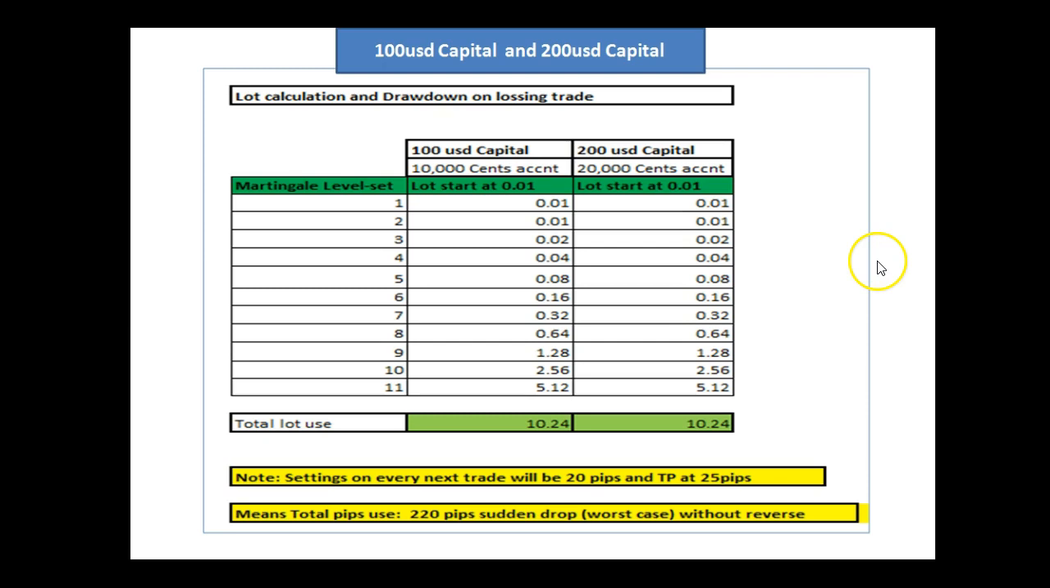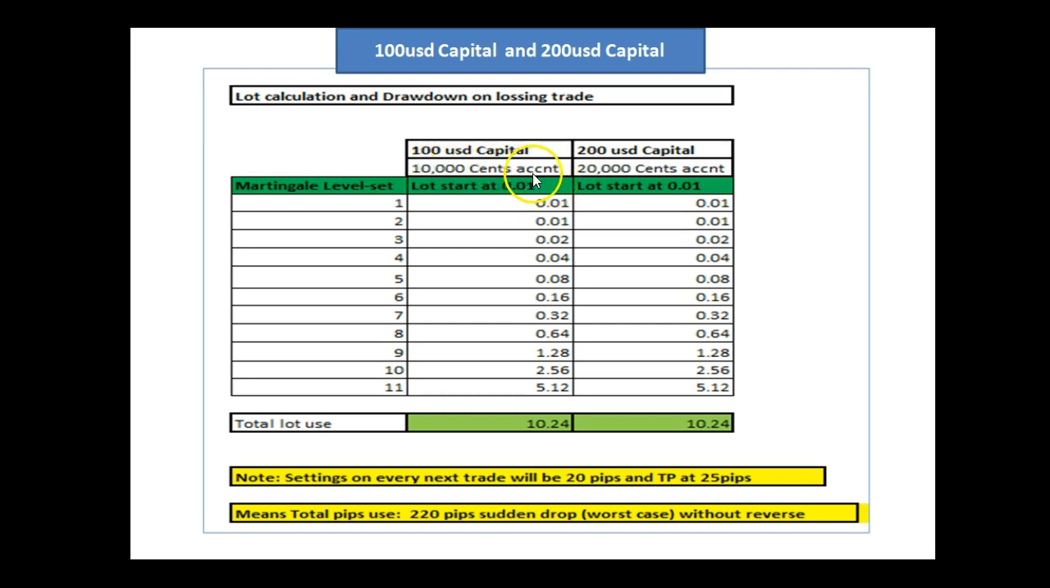First, our starting capital is about 100 USD. If you are a trader with this capital, this belongs to you, and also 200 capital. So 100 and 200 is for traders who are new in this industry, novices. You should start at this level. You have a calculation of drawdown and losing trade. For your 100 US dollar capital, make sure to use a cents account.